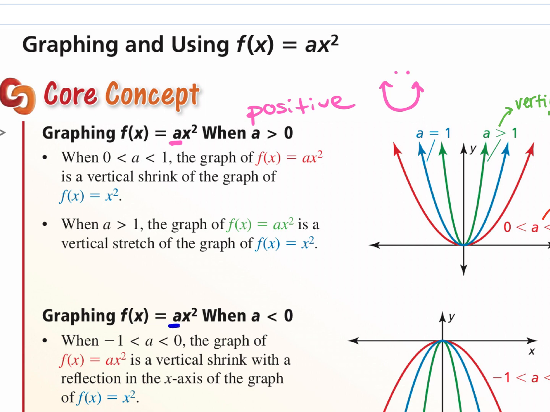When the coefficient in front of our x squared is less than 0, meaning that it's a negative number, our graph's going to open down. So that U shape is now going to go down. It'd be like a frowny face.